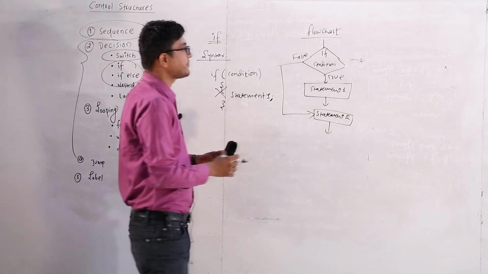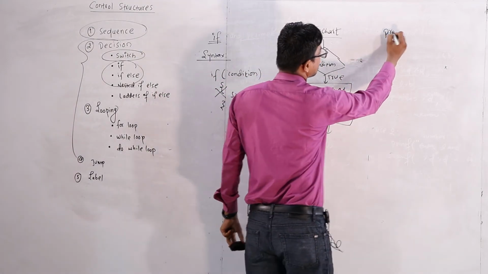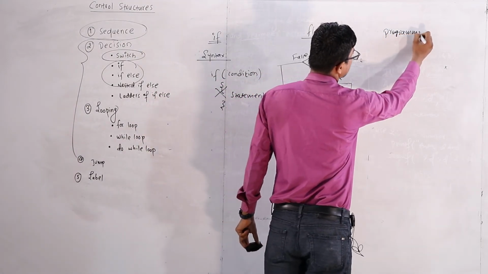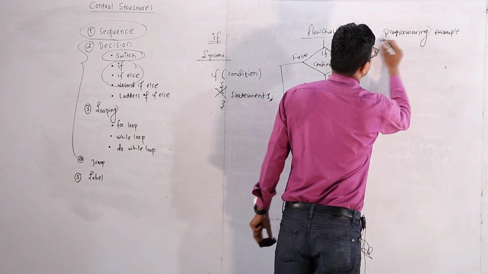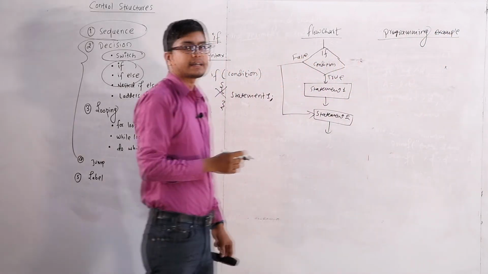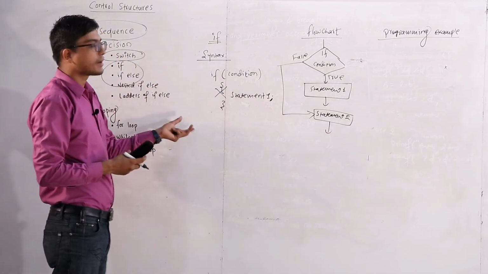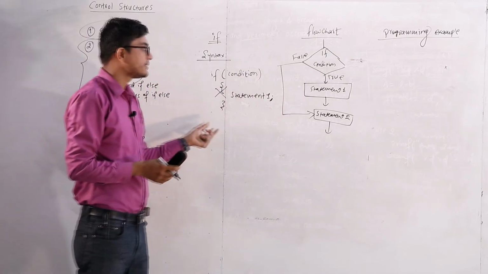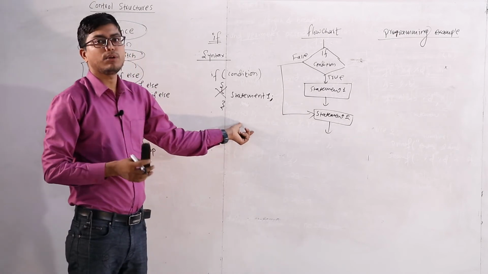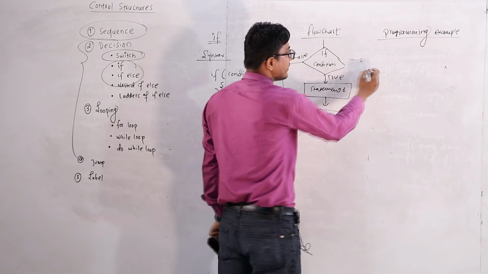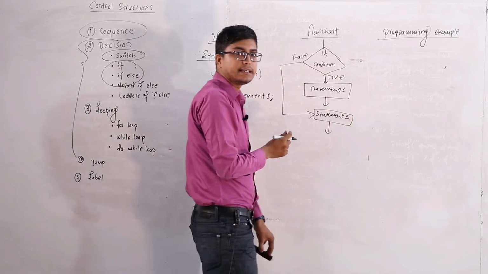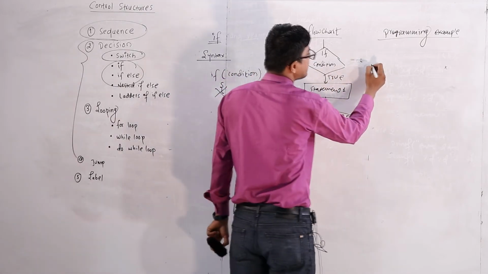So let's see the example. Programming example means you have to write the example as a C program. Don't write a simple two-line example; write the whole program. I will skip the include stdio line for simplicity.